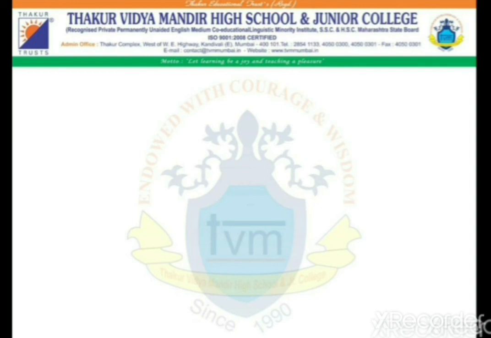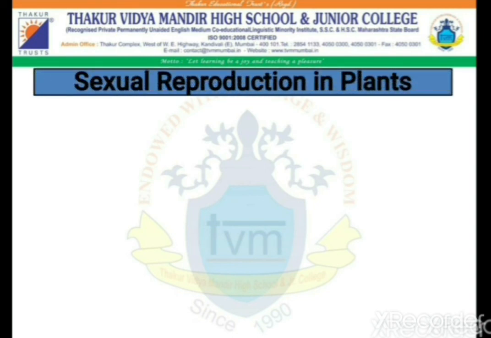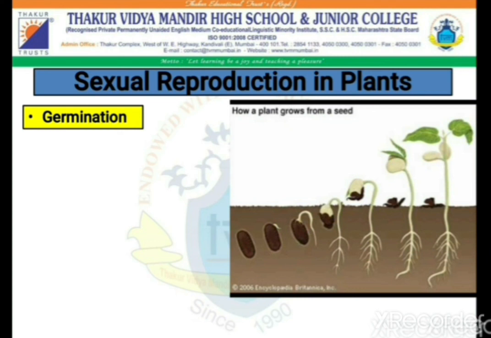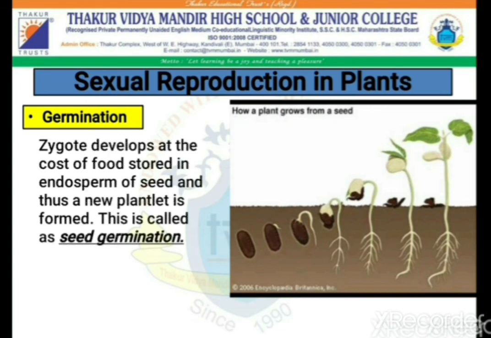After this, the last stage comes, which is called germination. In germination, the seed which is formed during fertilization is used. The zygote develops at the cost of food stored in the endosperm of the seed, and thus a new plantlet is formed. That is, the seed is sowed into the soil, and that is called seed germination. So this is how the reproduction of a new plant begins.